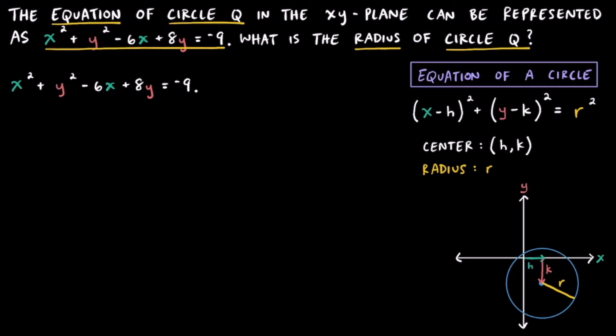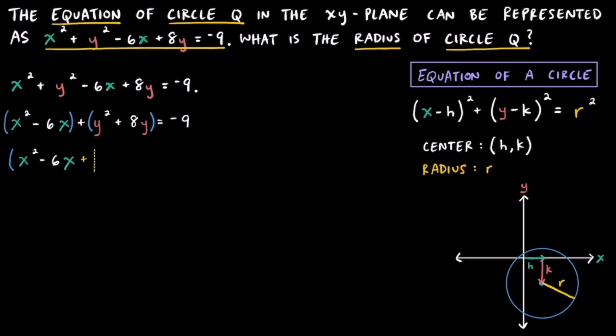Since the equation we were given isn't in the form of the equation of a circle, let's see if we can be creative and rearrange it a bit so it does end up looking like that. Let's rearrange these terms so that x's and y's are together. So first we'll have x squared minus 6x, and then we'll have y squared plus 8y. Going ahead and grouping the x terms together and then grouping the y terms together, let's go ahead and do something called completing the square.